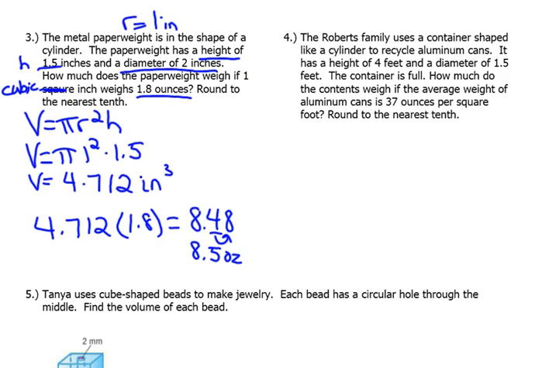The Roberts family uses a container shaped like a cylinder to recycle aluminum cans. It has a height of 4 feet and a diameter of 1.5, so I need half of that. So my radius is 0.75. The container is full. How much do the contents weigh if the average weight of an aluminum can is 37 ounces per square foot? Round to the nearest tenth.